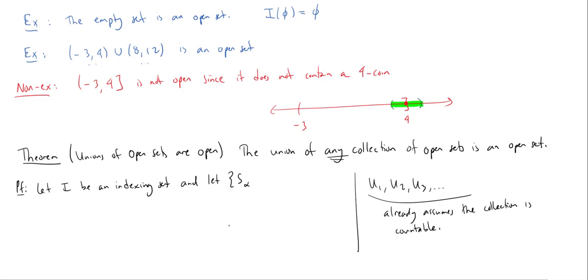Now my sets, I'm going to call them S sub alpha, and alpha is going to run through I. So this is going to be a collection of open sets. Each one of these S alpha is an open set. And how many are there? Well, there's one for each element in this indexing set I.